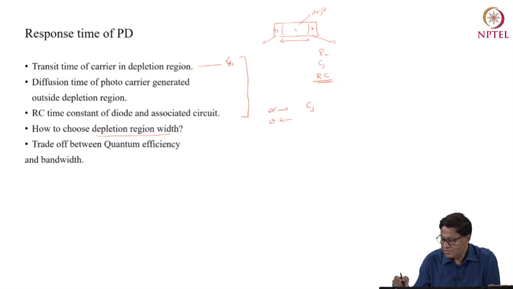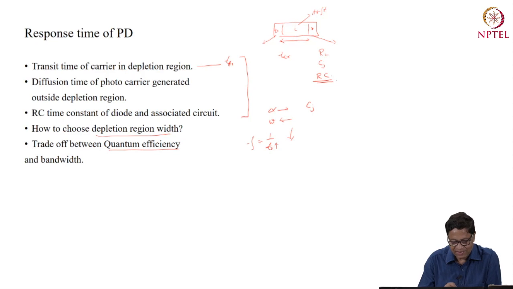But if I increase the width, the transit time increases because this distance is increased. TTR increases, and when TTR increases, the F will get reduced. That means the bandwidth of the device gets reduced. So there is a trade-off between quantum efficiency and the bandwidth of the device. Accordingly, you have to select the value of the junction width, whether you want high quantum efficiency or you want high bandwidth.